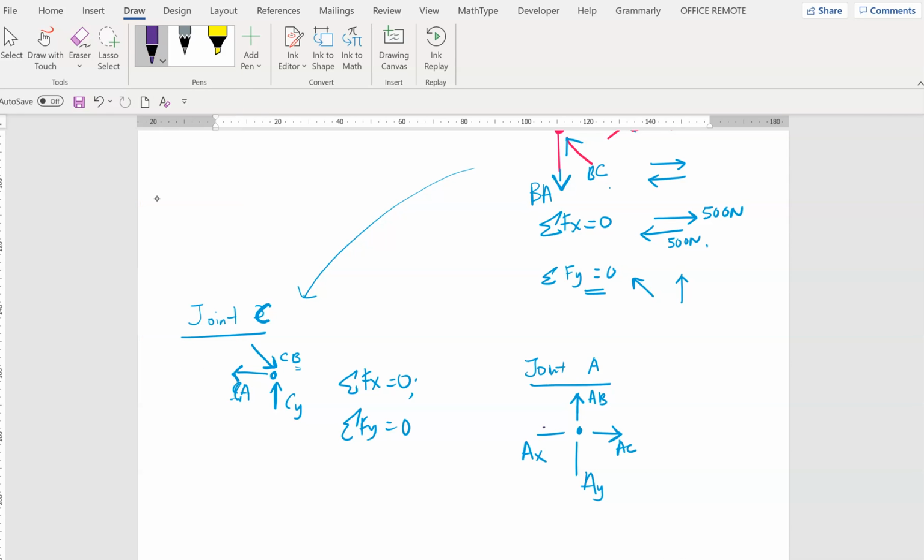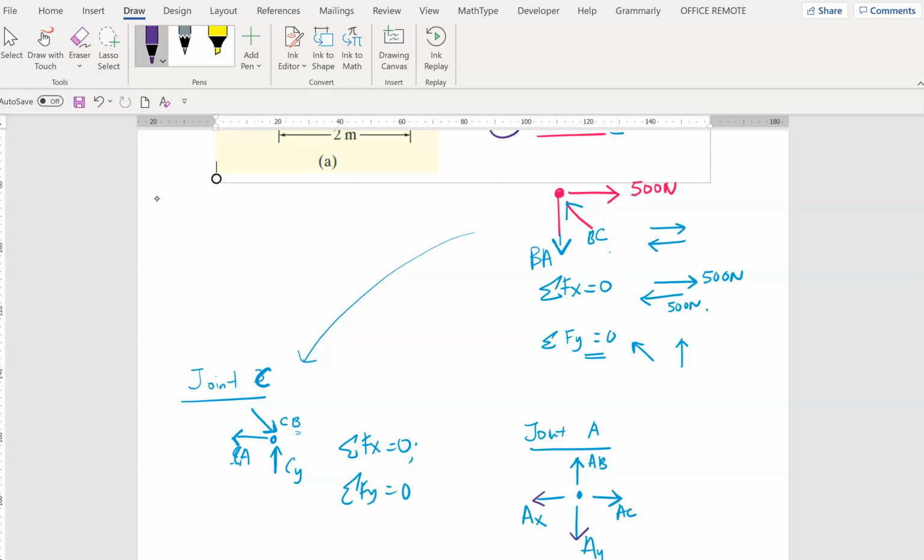Yeah, because it's pointing here, this will be pointing here, pointing up, so this will be pointing down. So this is like a jigsaw puzzle. You solve one, you use this data to solve joint C, and from this joint C data you use it to solve joint A. So that is how you solve this. Okay, this is how to draw the free body diagram.